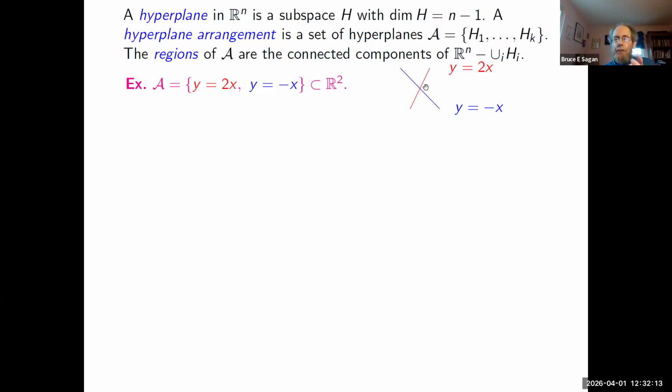Okay, so the regions of an arrangement, what you do is you take your ambient space, you remove the hyperplanes, and what's left breaks into connected components. Those are called the regions. Okay. So the number of regions for this arrangement is clearly 4, right? If I cut along the red line and cut along the blue line with 2 infinite scissors, then I'll get these 4 regions left over. Okay?